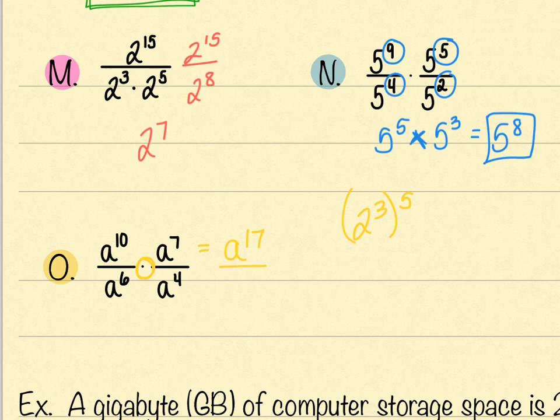And then that's going to be over 6 plus 4 is 10, A to the 10th power. And then now I can subtract these because of the quotient property, and that's going to give me A to the 7th power.